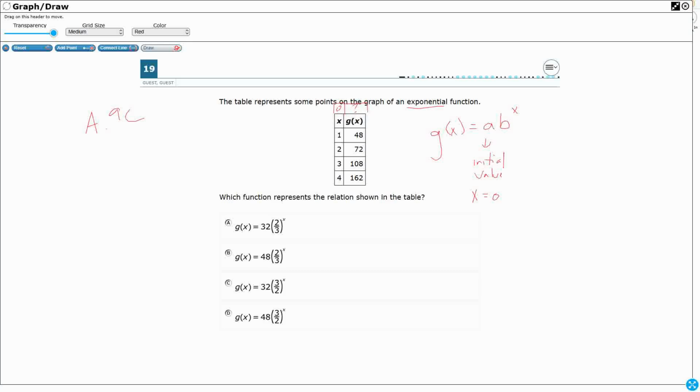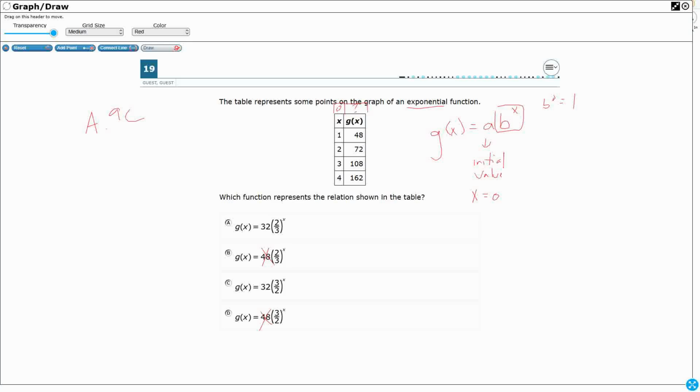So it's not going to be 48. The initial value is what happens when x is 0, and then b to the 0 turns into 1, because anything to the 0 equals 1. So that just leaves you with a. So we can eliminate 48. It looks like it's going to be 32.